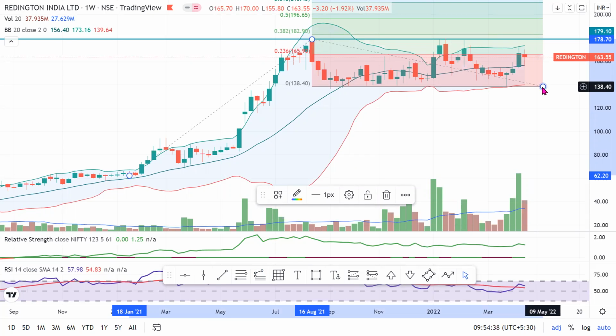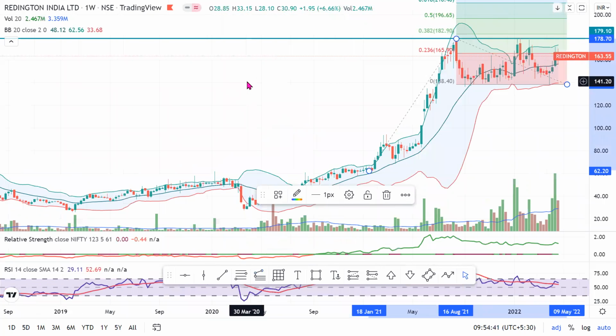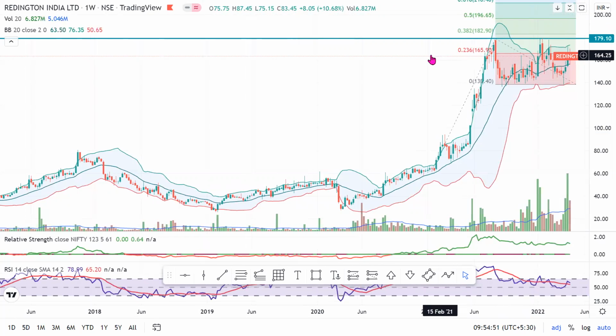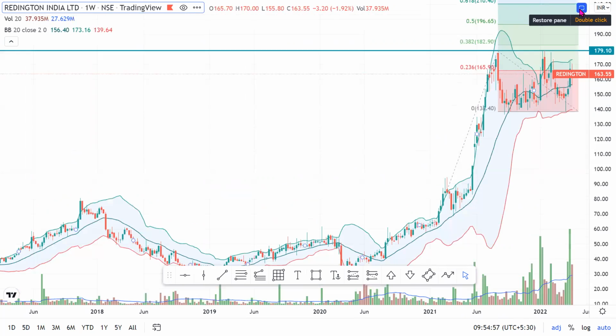Okay, so you can see I have drawn this extension of fib. 196 is my 0.5 level, and I'm not able to see up. Somewhere near 210 here is my 61.8 level. Normally from 23.6 the stock will go to 38.2, which is 182 levels, then 50% level, which is 196, and 61.8. So there is a good possibility ये stock काफी ऊपर जाएगा.